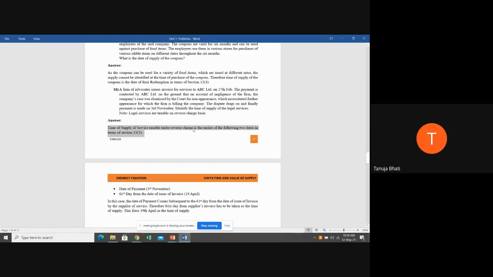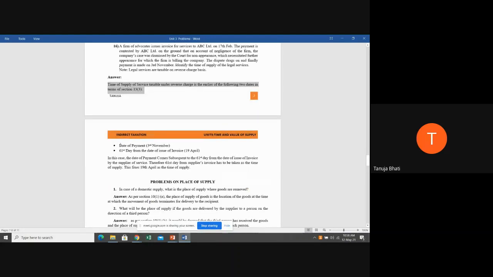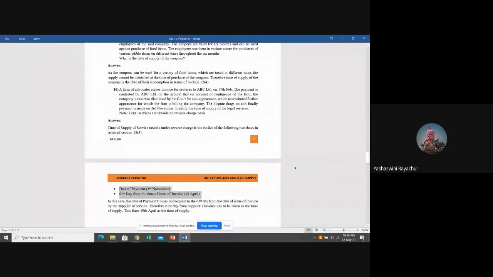Time of supply of services taxable under reverse charge is the earlier of the following two dates as per section 13 subsection 3. That is the date of payment, which is 3rd November, and the 61st day from the date of issue of invoice, that is 19th April. So can you all tell me students, what is the time of supply in this particular problem? Yes students? Ma'am, date of issue, since it is earliest. Date of issue, no, 61st day from the date of issue.